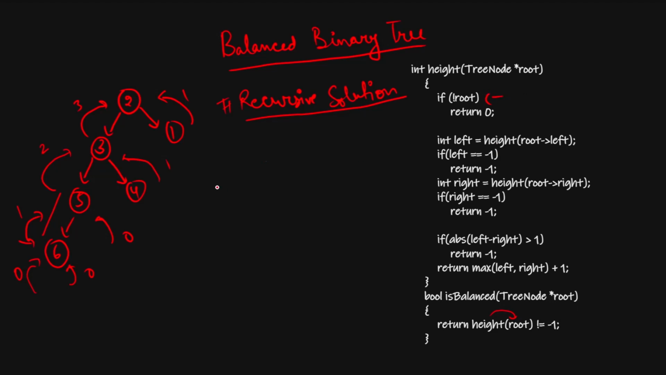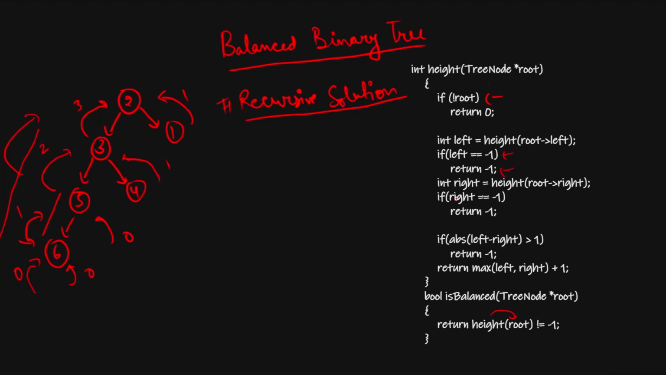If it is not null, then first of all we calculate the height of the left subtree. Okay, and if my left is -1, then I will return -1. And how can this -1 be possible? So let's understand with this dry run.